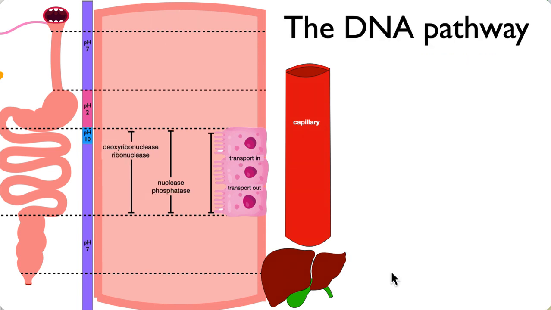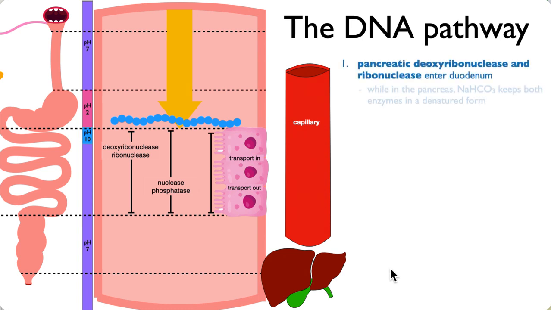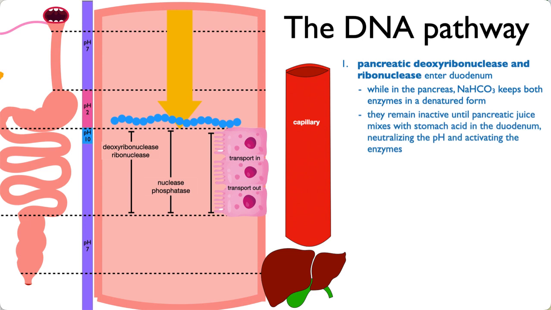Nucleic acids are probably the simplest of all because nothing happens in the mouth or the esophagus or the stomach. All of that basically begins when we enter the small intestine, and the pancreatic deoxyribonuclease and ribonuclease enter the duodenum from the pancreas, and they're also just now becoming activated.